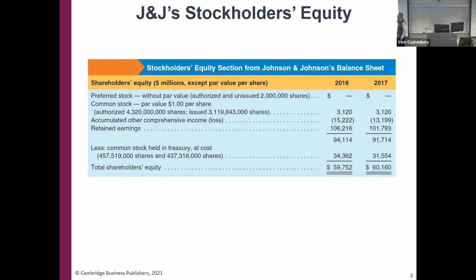What's the difference between authorized and issued shares of stock? Why are those two numbers even different? Authorized is the amount that they can sell, issued is how many's actually been sold. Yes.